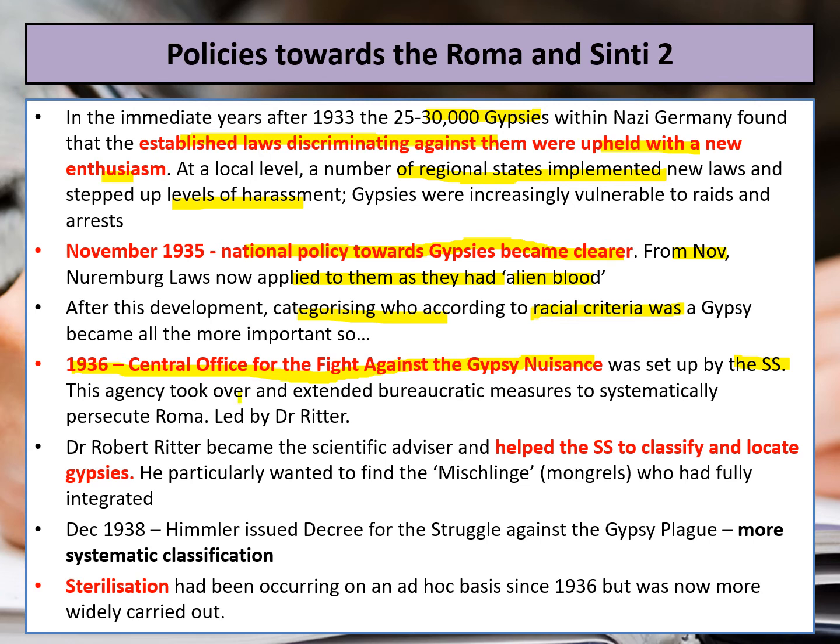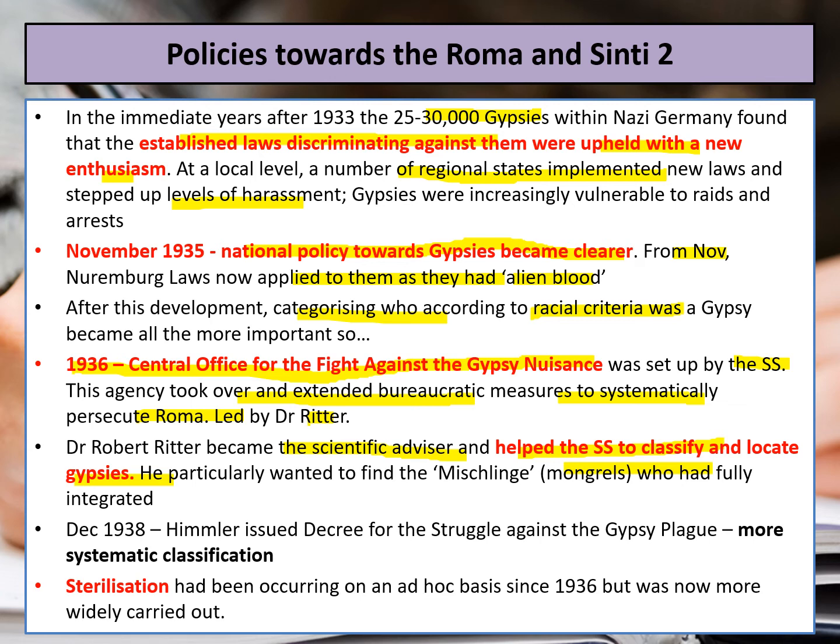This agency took over and extended bureaucratic measures to systematically persecute the Roma and was led by a man called Dr. Ritter. Now, Dr. Ritter of the SS became the scientific advisor and helped the SS to classify and locate gypsies. He particularly wanted to find people that he viewed as being the mongrels who had fully integrated into German society and therefore who were more of a threat to this idea of purely German Aryan blood.